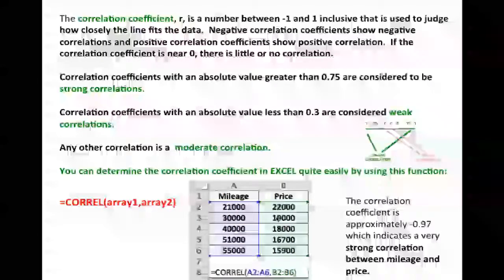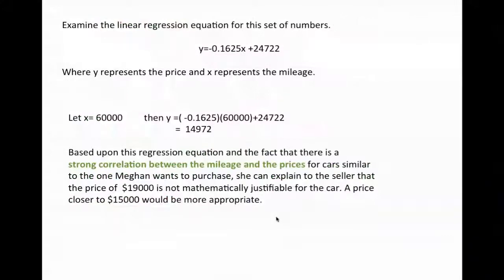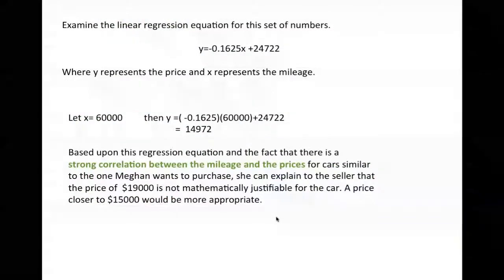I used Correl in the spreadsheet here, and I found a correlation coefficient of -0.97, which means there's a very strong correlation between mileage and price. Okay, so what do we do with that? Well, we want to help Megan out. We want to help her figure out what's going on here.